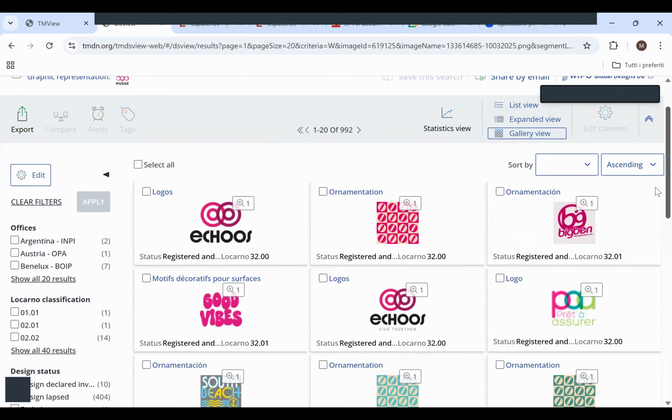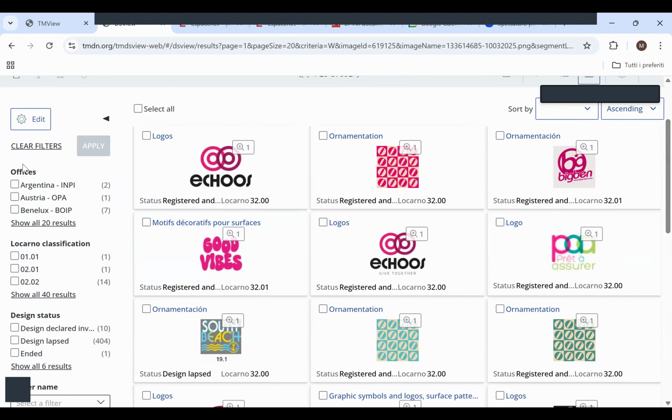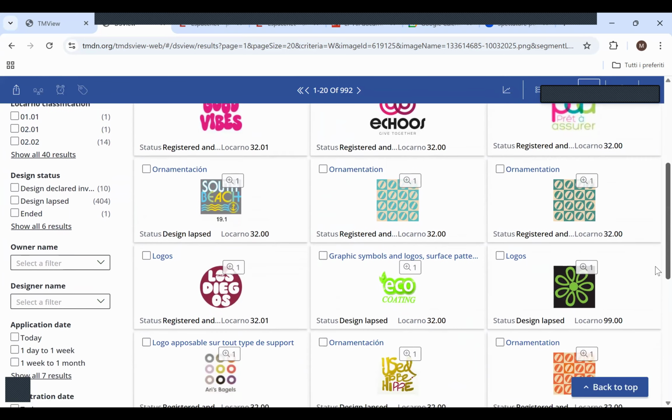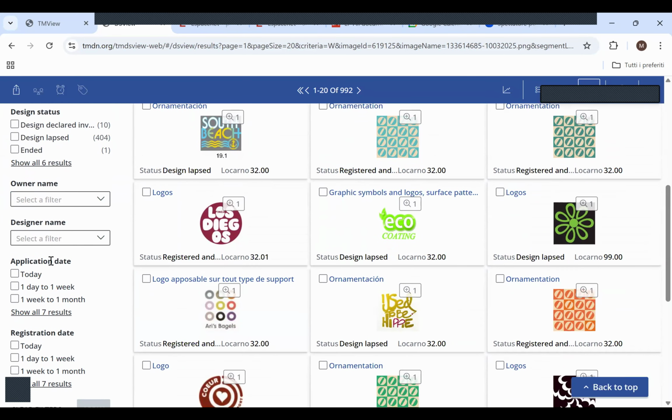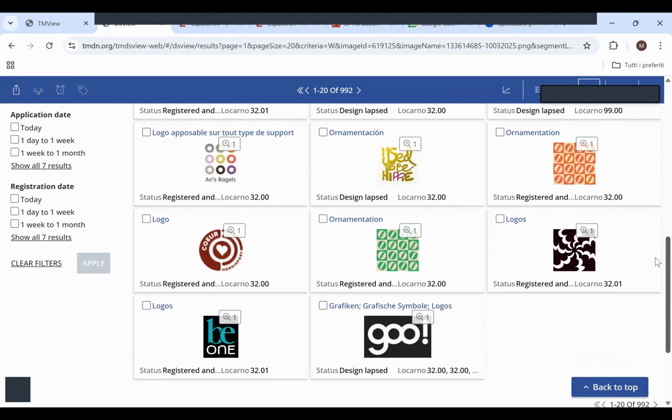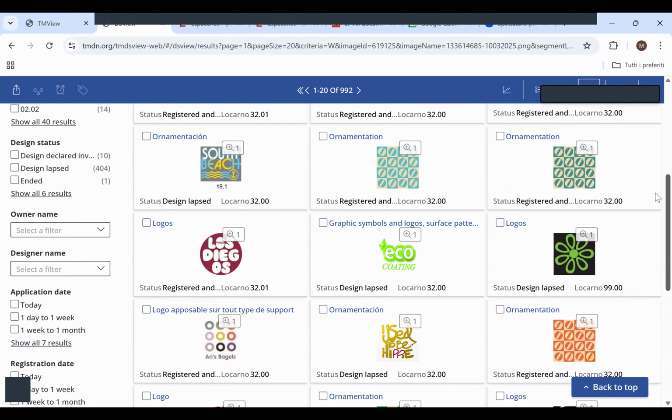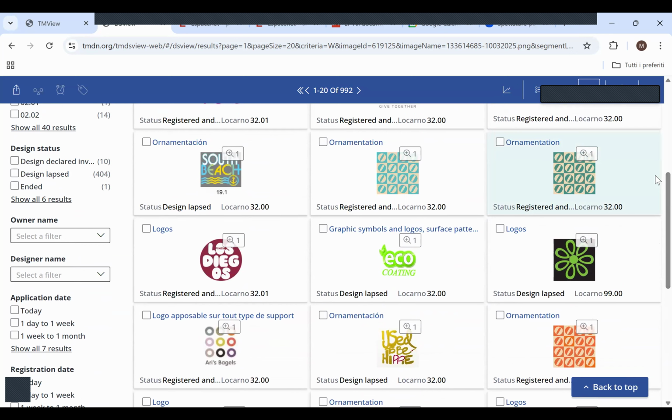Yes, I think so. Okay, here you may see again the office where they have been filed, the classification, their status, again the owner, the designer. As you know, ownership may be different from authorship, application day, registration day, and so on. Also this one I think may be quite useful.